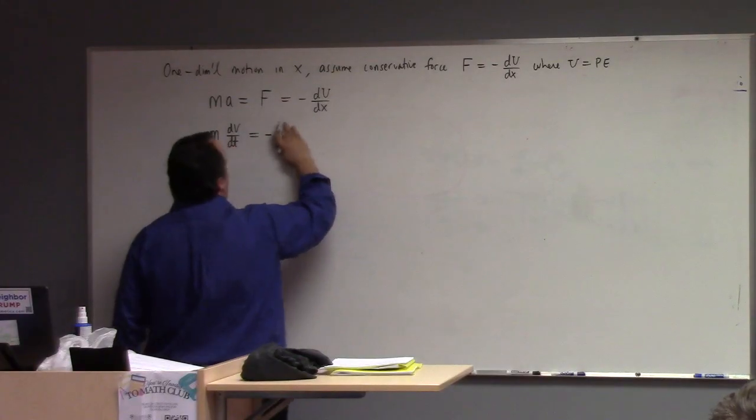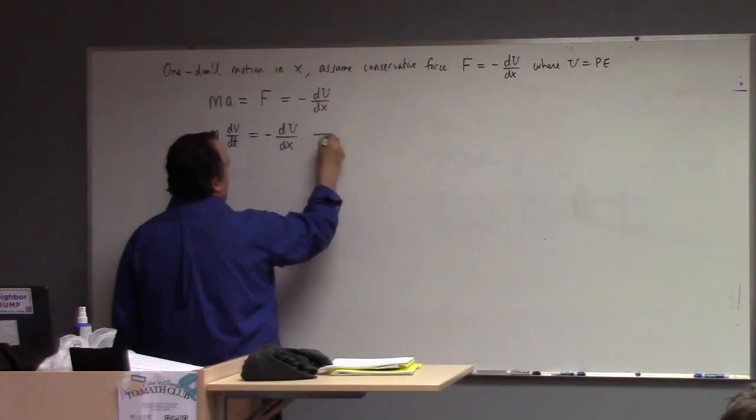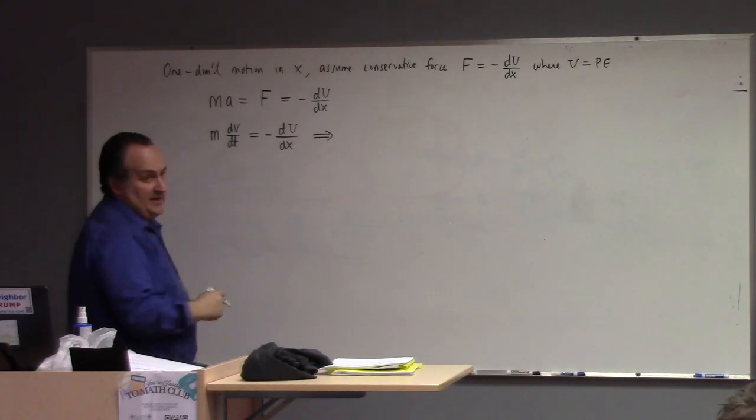Oh, I know what I'm doing. This is fine. This is not wrong. I just forgot my trick. So the trick is to multiply this equation by velocity.